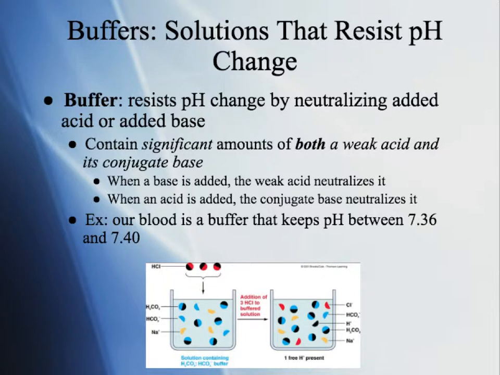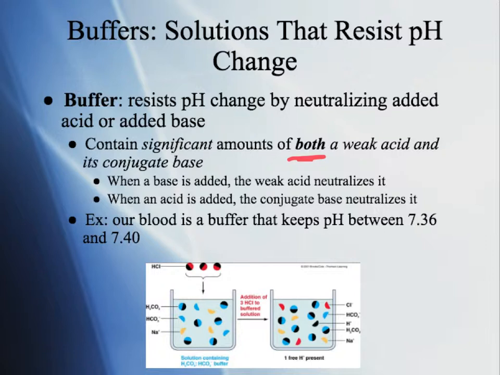Okay, so a buffer is something, like I said, it's a solution that's going to resist pH change, and the way it does it is it neutralizes any added acids or added bases. Okay, and this is because a buffer solution contains a significant amount of both a weak acid and its conjugate base. So if we have a weak acid and a conjugate base, and we add a base, then the weak acid that's in there can neutralize it. Okay, or if we add an acid, the conjugate base can neutralize the acid.